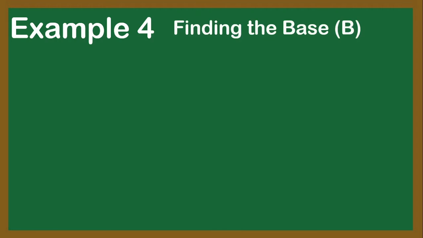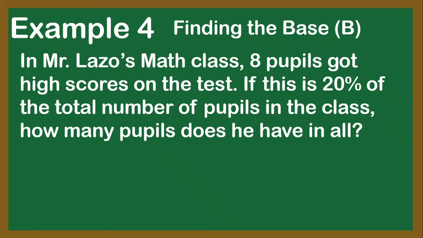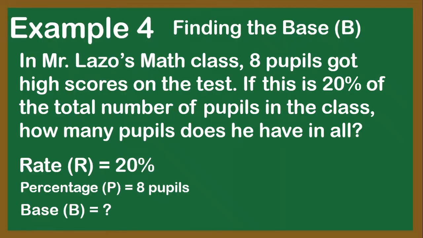Now let us have example number 4. Finding the base B. In Mr. Lazo's math class, 8 pupils got high scores on the test. If this is 20% of the total number of pupils in the class, how many pupils does he have in all? Let the rate R equal 20%, the percentage P, 8 pupils, and the base B is the unknown, the one we're going to solve.